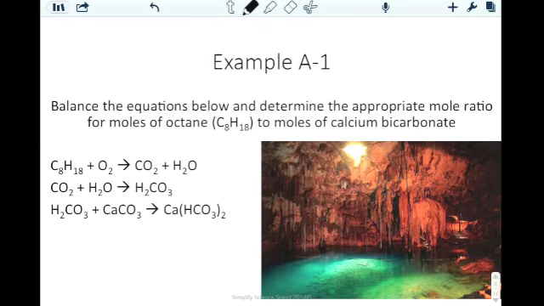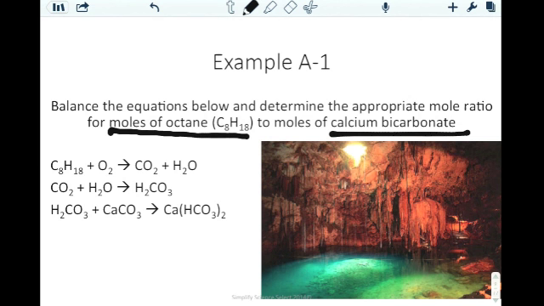Okay, let's look at an example here. It says balance the equation below and determine the appropriate mole ratio of moles of octane to moles of calcium carbonate. So we're going to have to balance all of these out. The main thing with stoichiometry is it only works with a balanced chemical equation, so we have to start there.